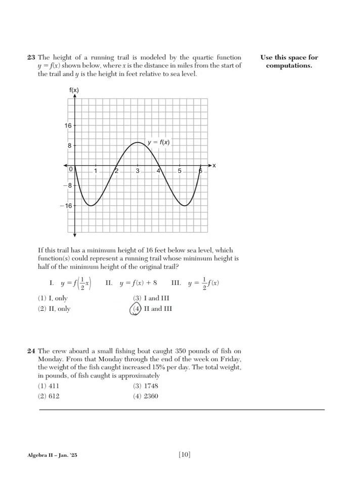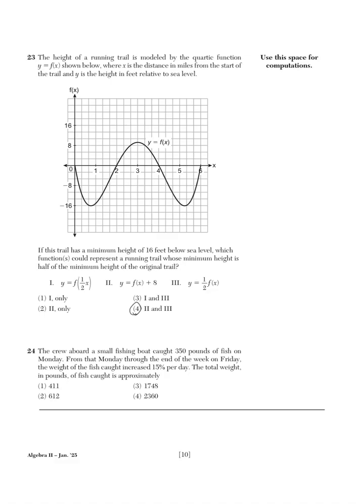Number 23, the answer is choice 4. Okay, you really got to read this one over. Read it a few times. I had to read it a couple of times. Now, they're saying that the trail, I'm reading right underneath the graph, has a minimum height of 16 feet below sea level. So that's this right here, okay? Your minimum, your lowest, is 16 feet below sea level.